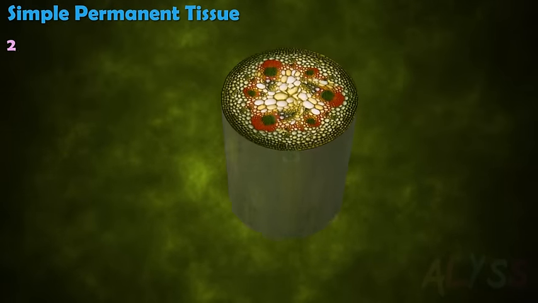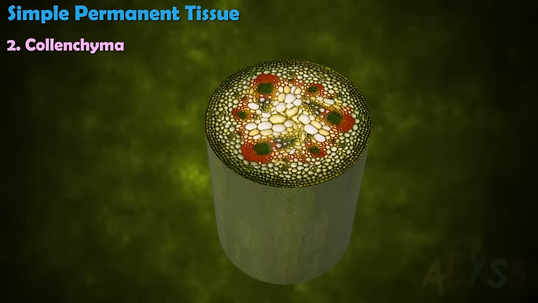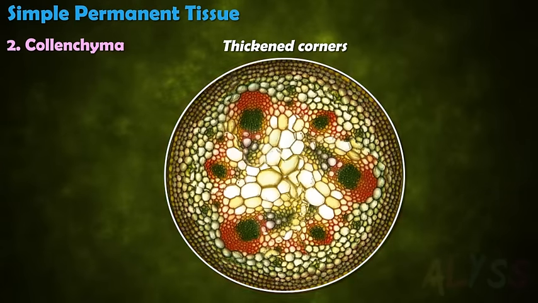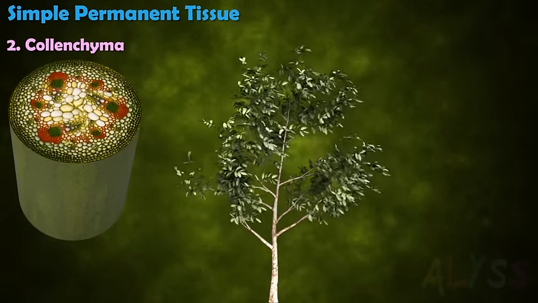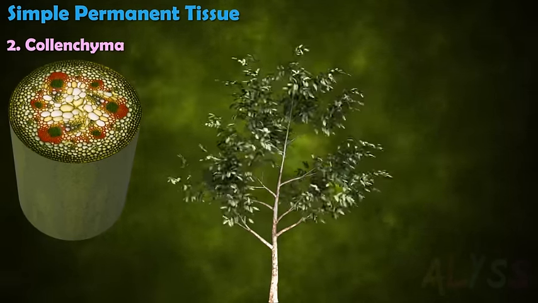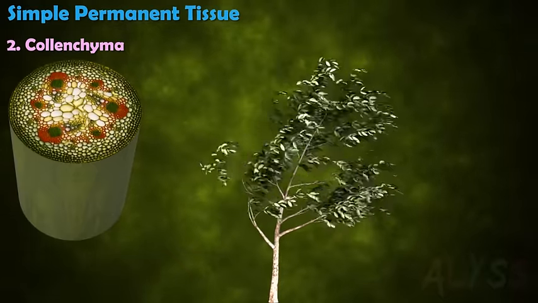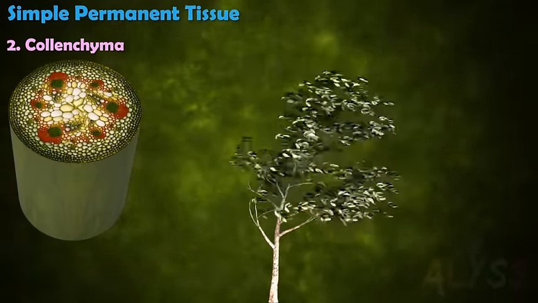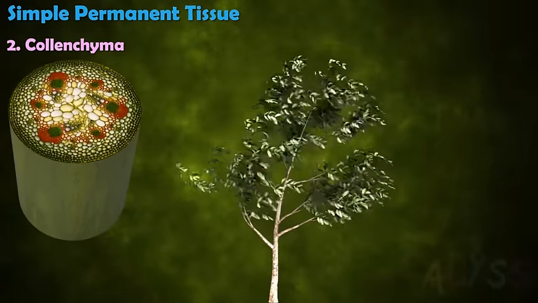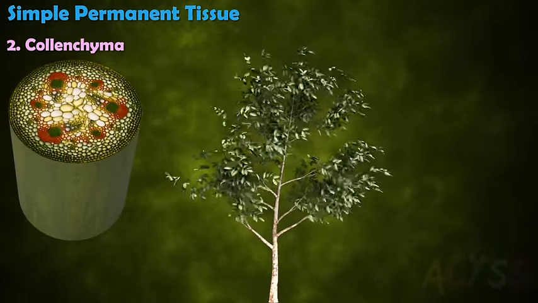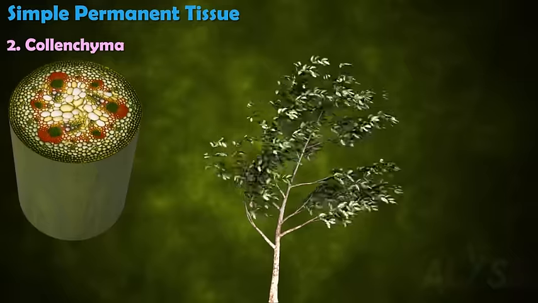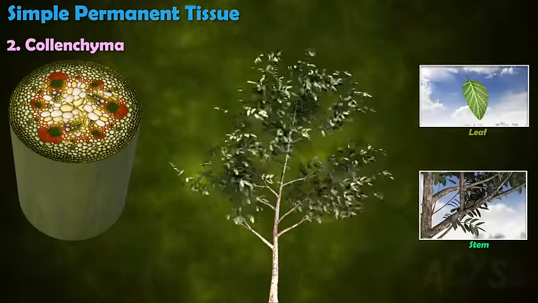Number 2. Collenchyma are polygonal cells with thickened corners. They provide flexibility to plants so that parts can bend without breaking. For instance, they are at the petiole, leaf stalk, etc.